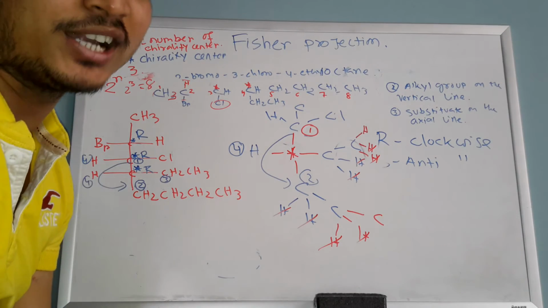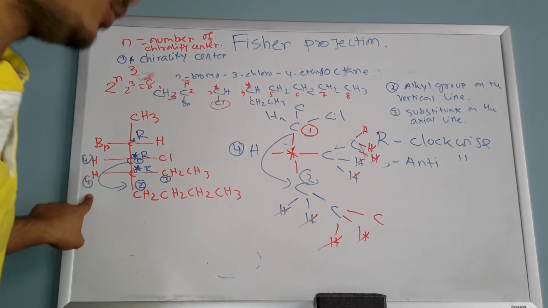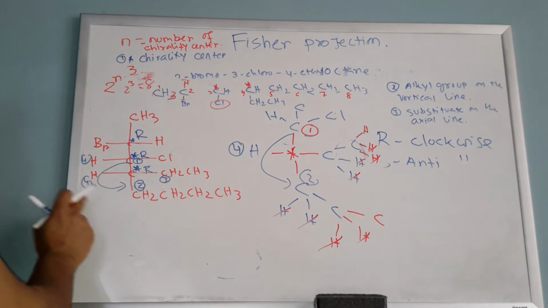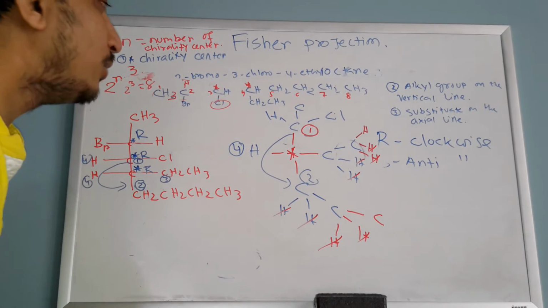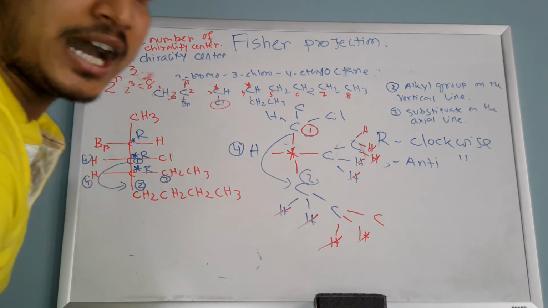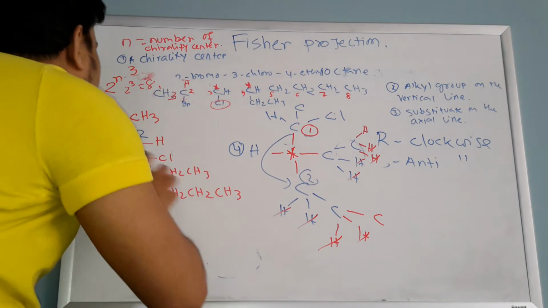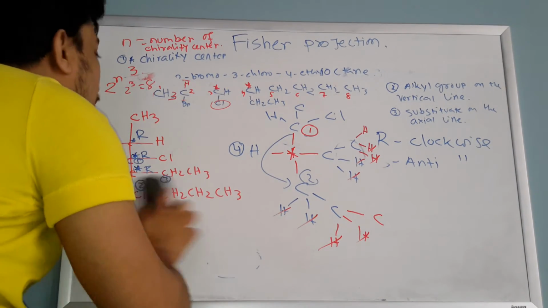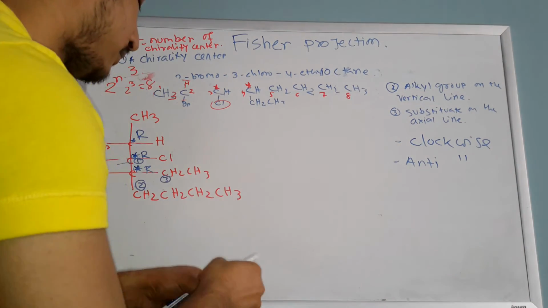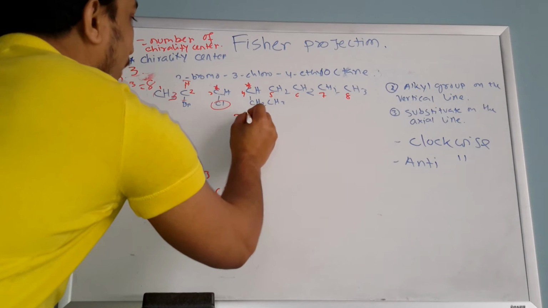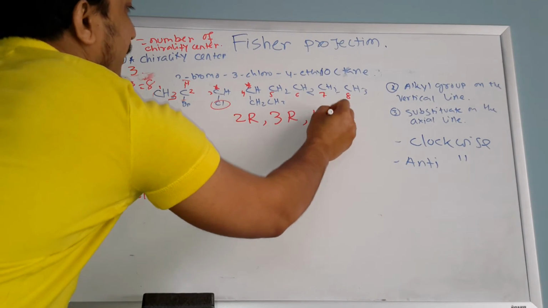Anti-clockwise means what? S configuration, but the lowest atomic number is on the horizontal line. Because of that, this changes everything. What is changed? It looks like S, but it would be R. So you find out your configuration right now. If you find out your configuration, what is the configuration you find out? 2R, 3R and 4R. You find out 4R.